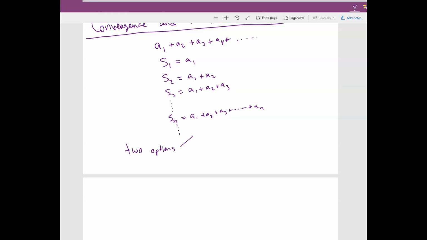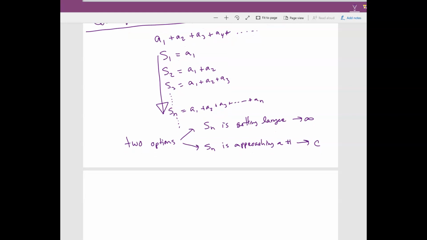My first option is that all of these sums are getting bigger and bigger and bigger. S sub n is getting larger, so basically it's going to infinity. Okay, but you also have another thing. S sub n is approaching a number, which means you have some value c that it is getting closer and closer to.